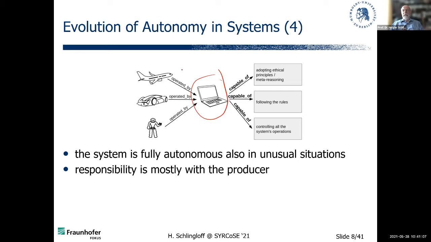So where is the responsibility? This is a public debate at the moment. Is it with the operator? Is it with the producer? Is it with the engineer? So responsibility somehow seems to dissolve. And of course, it's also maybe with the assessors or the authorities who admit such systems.